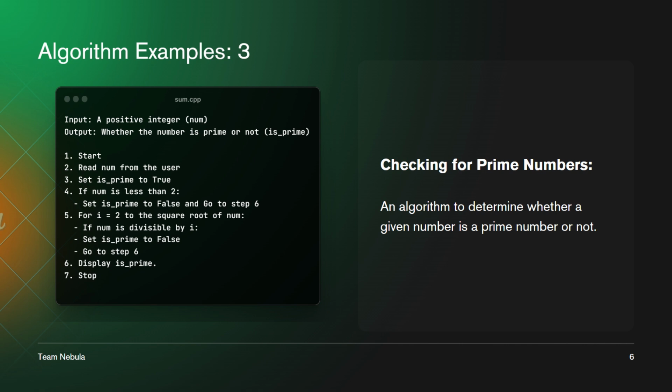If num is greater than or equal to 2, the algorithm enters a loop that iterates from 2 to the square root of num. Inside the loop, it checks if num is divisible by the current value of i. If divisible, isPrime is set to false, and the process moves to step 6. Finally, the algorithm displays the value of isPrime, indicating whether the input number is prime or not. The process concludes at this point.